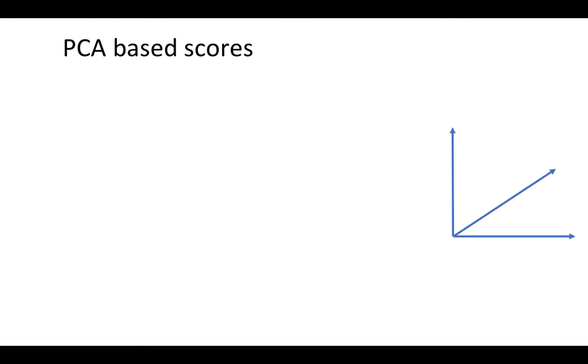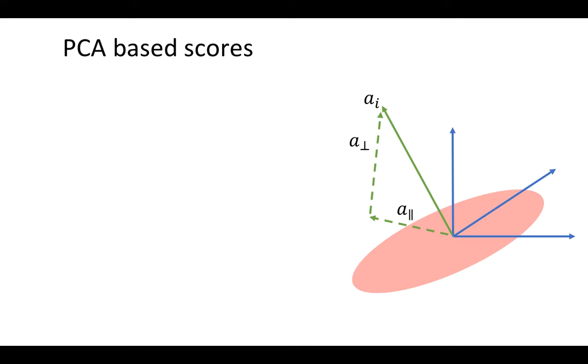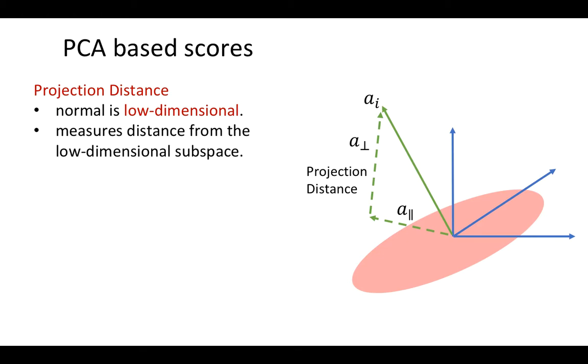Suppose the dataset is three-dimensional, and the principal subspace is the two-dimensional subspace shaded in red. For a data point a_i, consider its projection a_parallel onto the principal subspace, and its projection a_perpendicular, orthogonal to the principal subspace. Our first anomaly score is the projection distance, which models the distribution of the data to be approximately low-dimensional. The projection distance of a point is just the distance from the low-dimensional principal subspace.